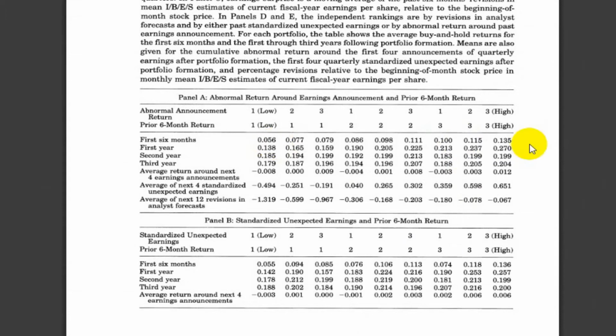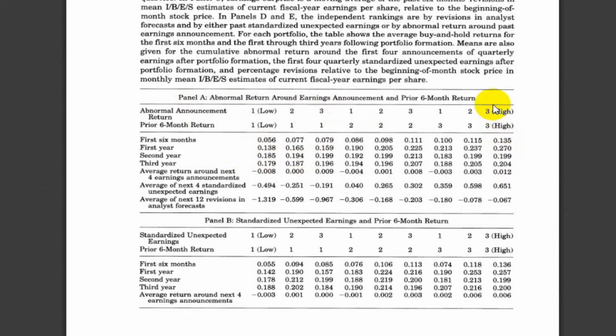We can see across these tables there's a consistent story. The highest past 6-month return group's returns exceed those of the middle group and exceed the returns of the lowest ranked past 6-month returns. There's also a monotonic increase within the subgroups where we're combining it with abnormal announcement return. This occurs over the first 6 months as well as the first year, but stops around the 2nd and 3rd year, which was found in the prior tables as well.